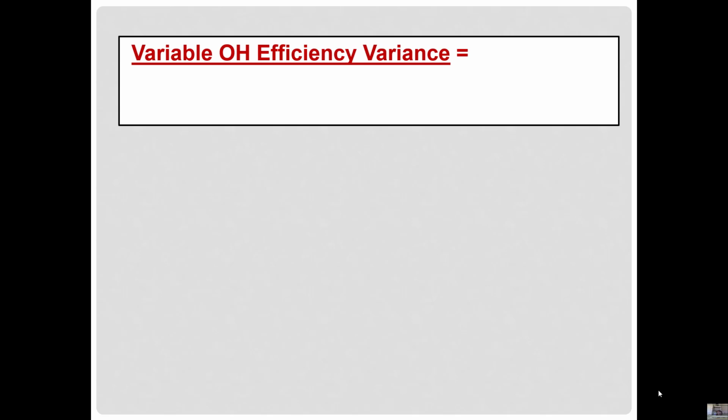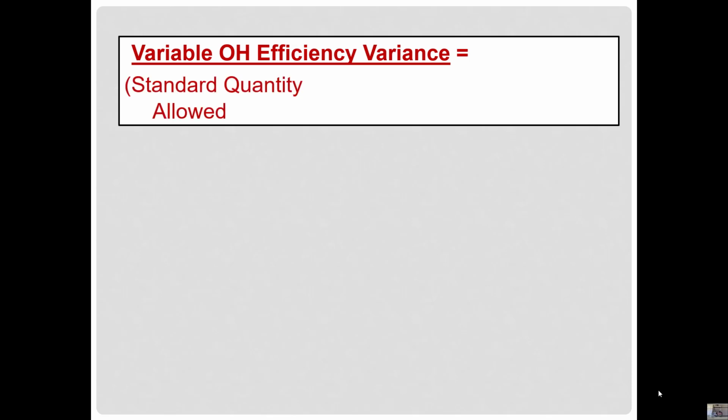And finally, we'll calculate the variable overhead efficiency variance, and this is one that is harder to see what it's trying to isolate. What we are doing is going to figure out how using the wrong number of labor hours affects the incurrence of variable overhead costs. So in other words, if you work too many labor hours, would it cause you to have too much electricity cost?